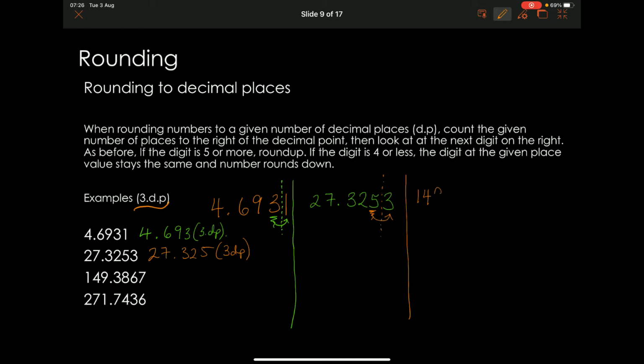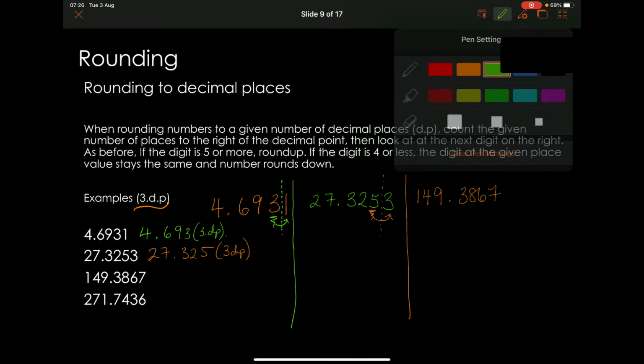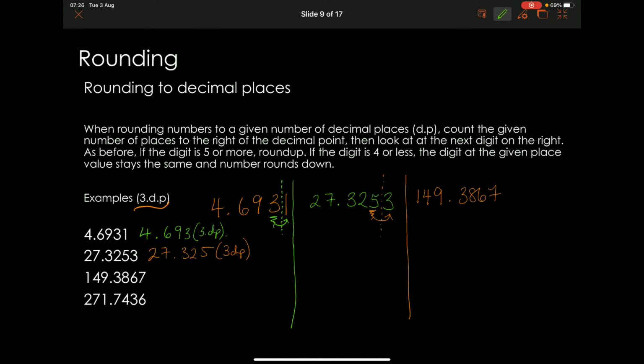Next, we've got 149.3867. And we are going to count 3 places after the decimal point, and we need to stop there. We're going to round the 6. We'll look to the number on the right, and it's a 7. So we know if it's 5 or above, we round up. So that 6 will change to a 7. So 149.387 to 3 decimal places.